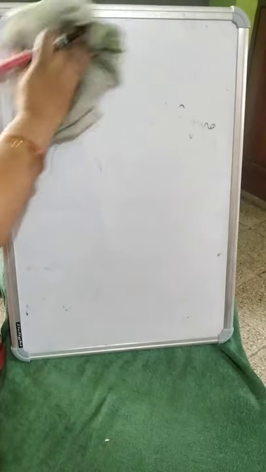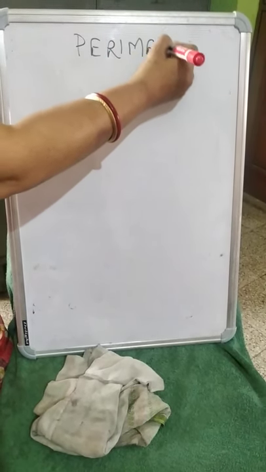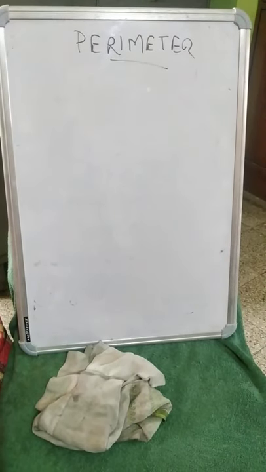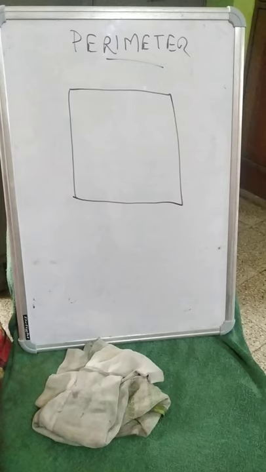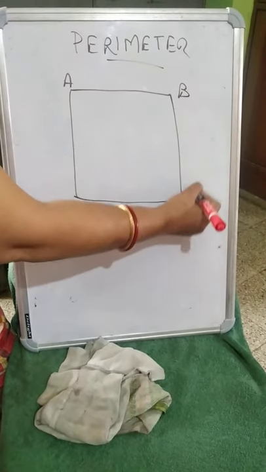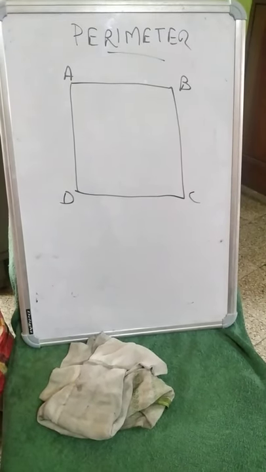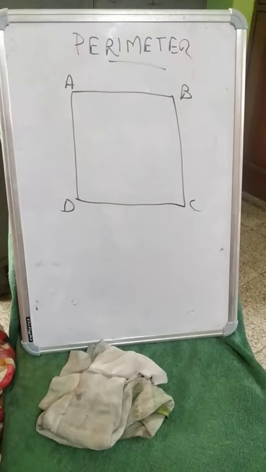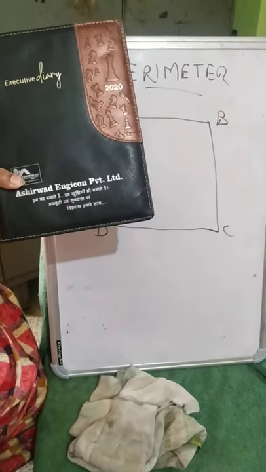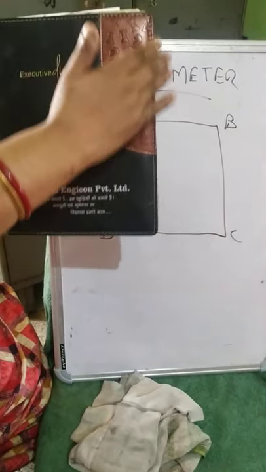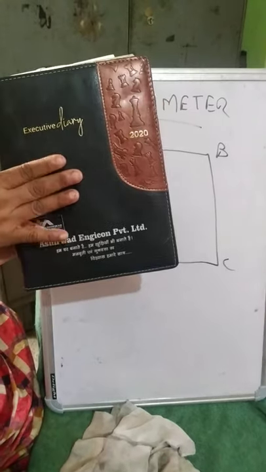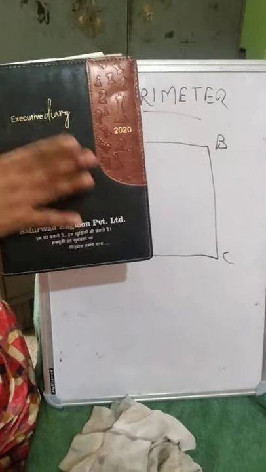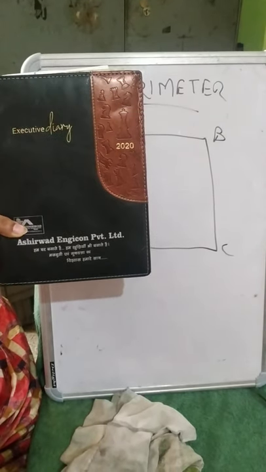Now let us come to the next topic, that is perimeter. Come to the main topic of the unit. For example, this is a closed figure made up of line segments. Its name is ABCD. For example, this is a diary. So touch and feel the boundary. Just touch and feel. This is the boundary of this figure. What is the name of this figure? It is a rectangle. So we touch the boundary of this figure.